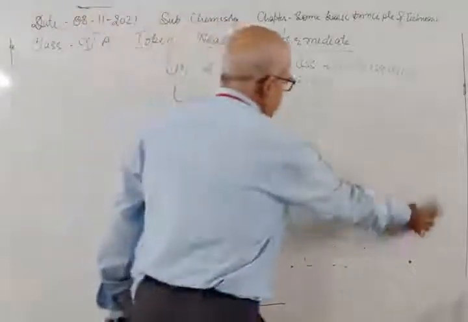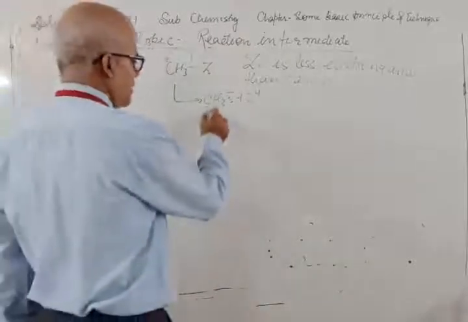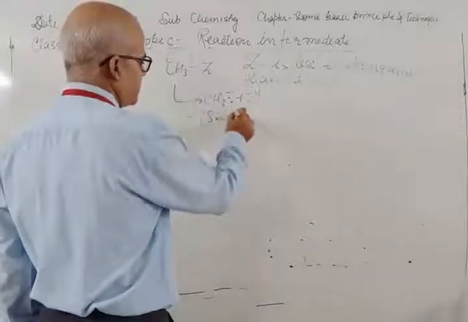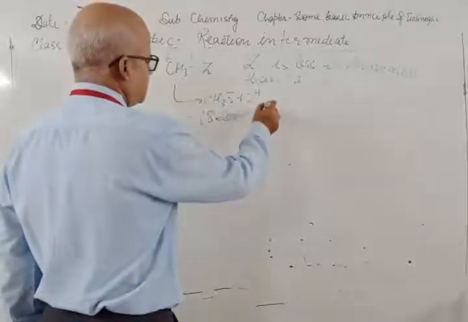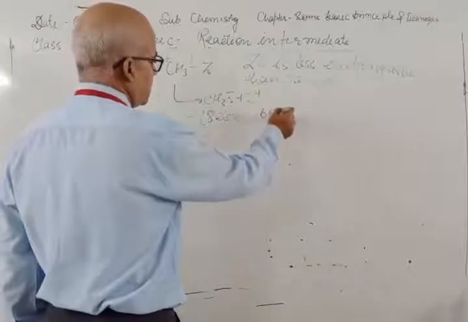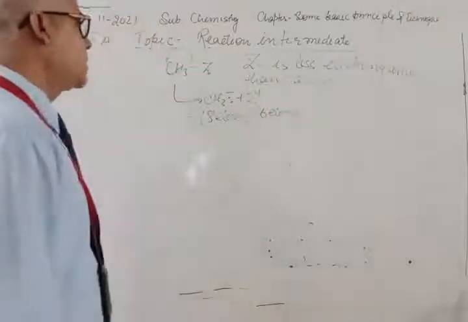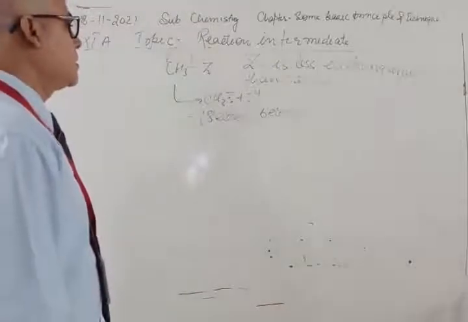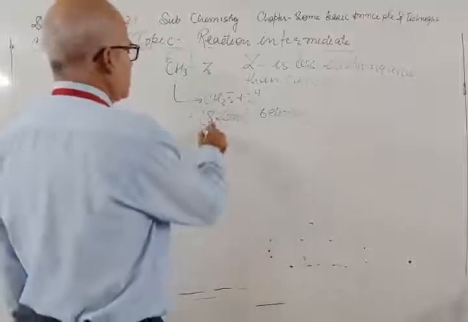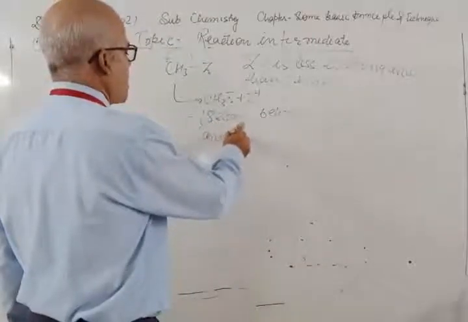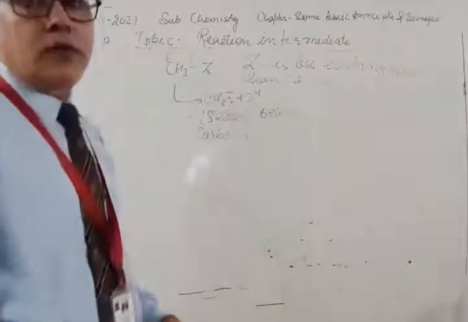Now Z has the 6th electron. Now Z has, here is 8 electron and here is 6 electron. Okay, this is the carbanion. Note down.